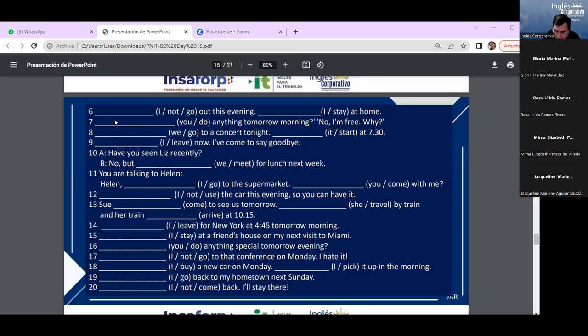We are going to a concert tonight. It starts at 7:30. Así queda esa. Start. Es horario. It starts at 7:30. And we are going to a concert tonight. It starts at 7:30.